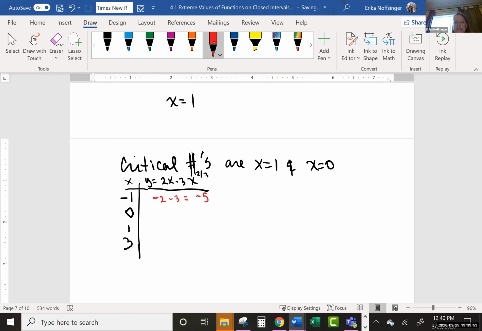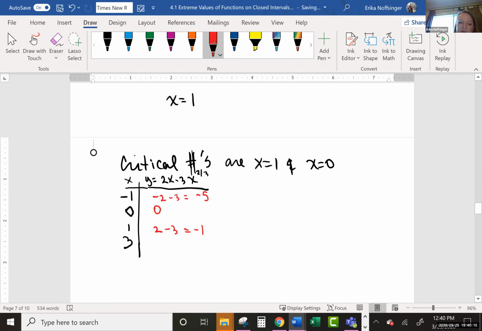If I plug in 0 wherever I see an x, that's going to clear everything out, and that would give me 0. If I plug in +1 wherever I see an x, I get 2 times 1 is 2. Well, 1 to the 2/3 is 1, so I have 2 minus 3, which is -1.